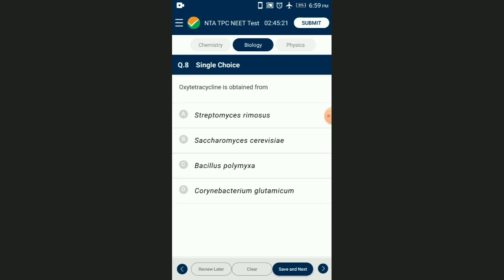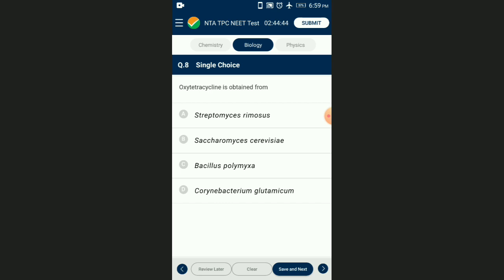Question number 8. Oxytetracycline is obtained from. The bacterium Streptomyces rimosus is commercially used for industrial production of the broad spectrum antibiotic oxytetracycline. This antibiotic is effective against a wide variety of bacteria. Oxytetracycline works by interfering with the synthesis of essential proteins inside the bacteria.